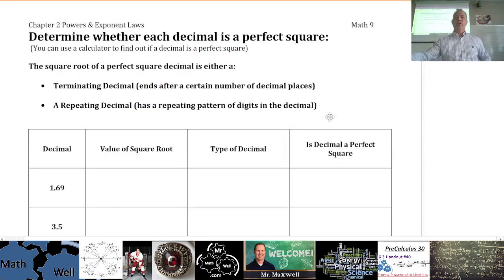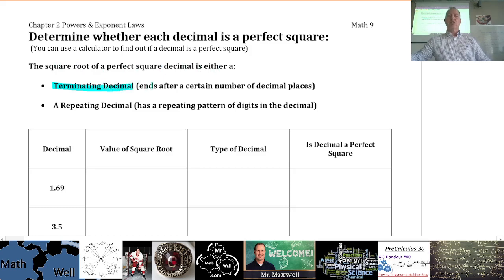Okay, one final thing I want to show you before we're done with this section: the square root of a perfect square decimal. How do we know if a decimal number is a perfect square number? You can't use your calculator to find this out, because what we have to examine is the decimal we get as an answer when we take the square root. You have to look at two things. Is it terminating?